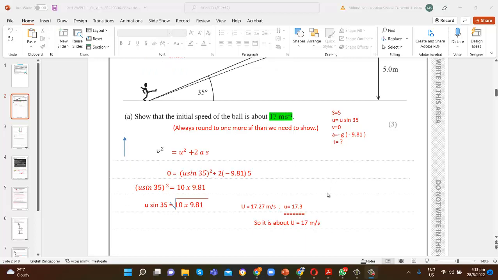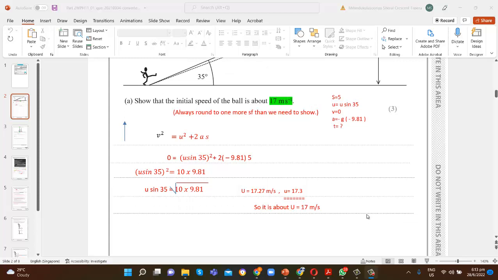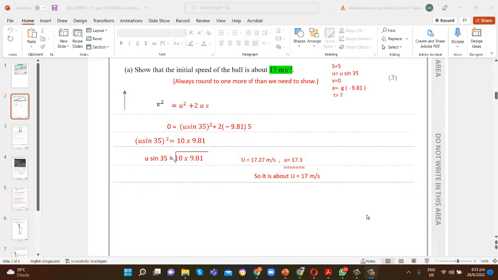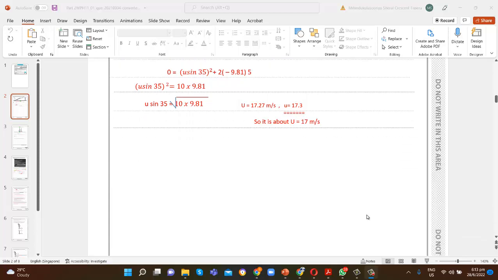So when you solve, you will get U as 17.27. You have to round it off to one more significant figure, so that is 17.3. So it is about 17 meters per second. Always one significant figure more. That means U is about 17 meters per second. So I hope you understood.